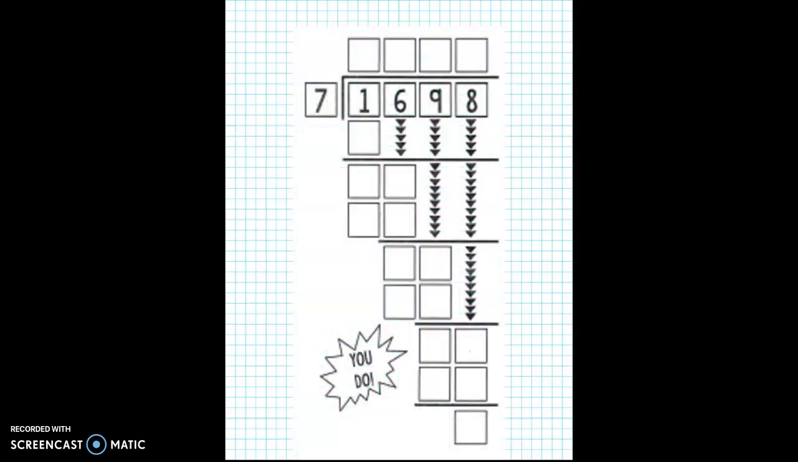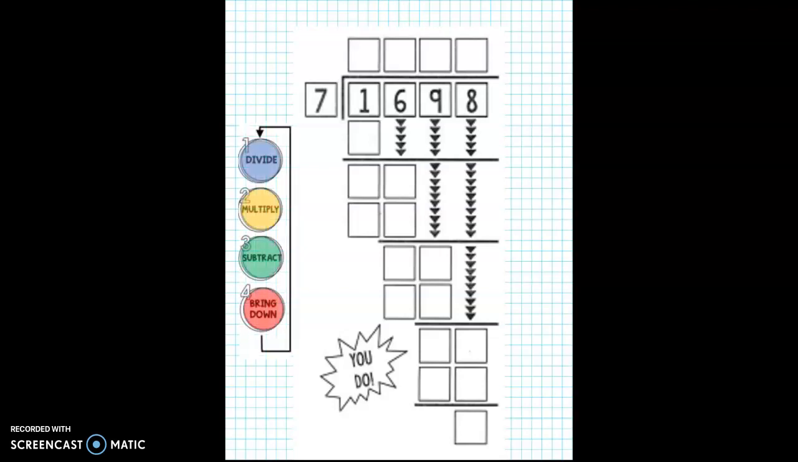Second problem. Again, divide, multiply, subtract, bring down. 7 goes into 1 0 times. So we do 7 times 0 is 0, subtract, we get our 1, bring down the next number. Now we divide 7 into 16. 7 goes into 16 2 times without going over. Multiply. 7 times 2 is 14. Subtract, we get our 2.